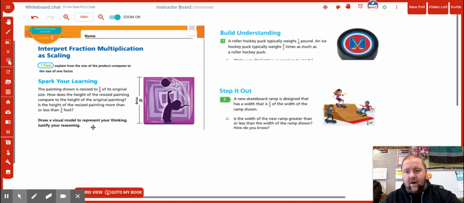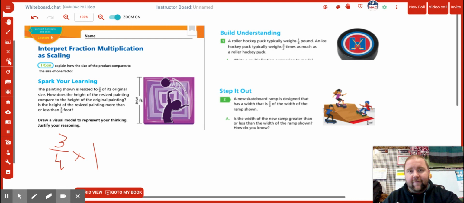Okay, so we're looking at this problem. They resized the picture, and now this is 3/4 of the original picture. So when we're looking at 3/4 of something, we're talking about 3/4 of the original. So 3/4 of one. We took the whole and made it smaller, right? We resized it to be 3/4 of the size. If it is 3/4 of the size, it is a fraction of the size. So when we say it is a fraction of the size, that means it is smaller.